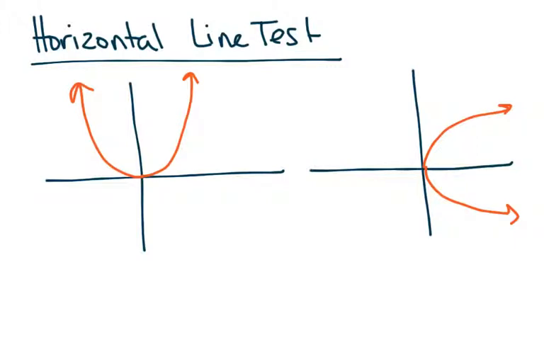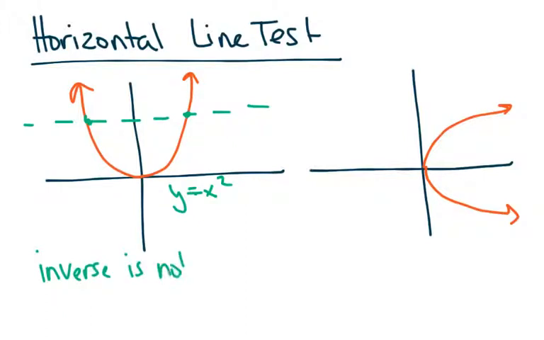So the first graph is just your general y equals x squared. Well, if I do the horizontal line test and I see that the graph is touched by the horizontal line twice, that means the inverse of this function is not a function. So I'm going to write down here, inverse is not a function. And so next to it would be the graph of the inverse, and you can tell it's not a function because the vertical line test does not hold true.